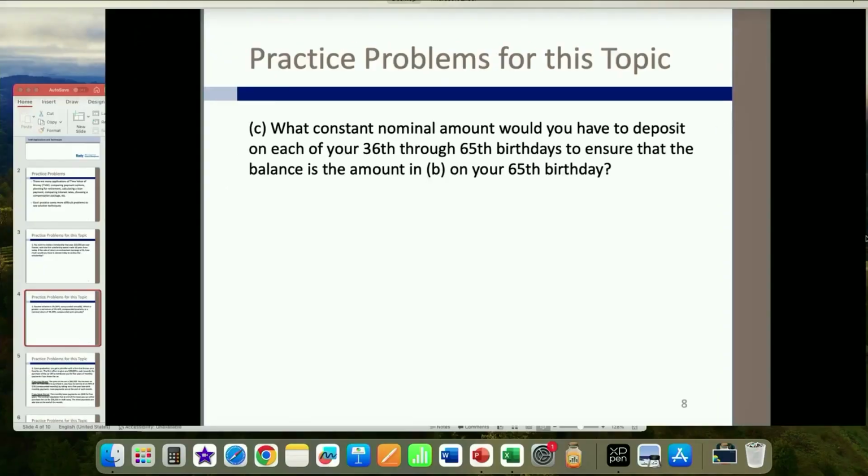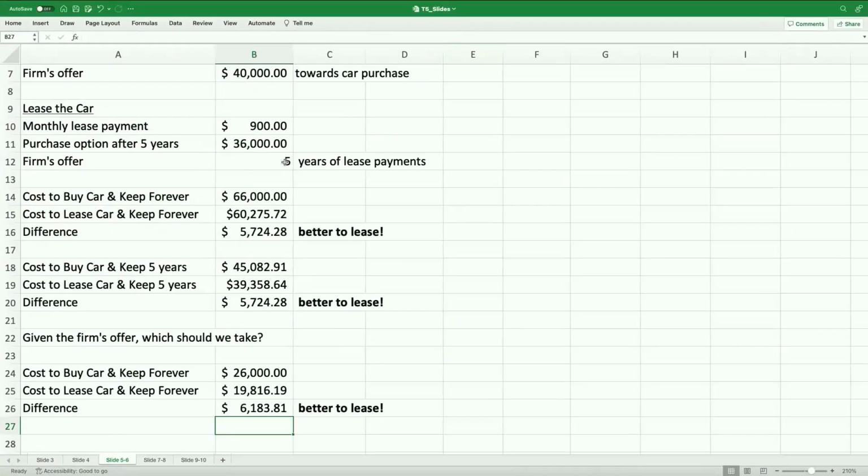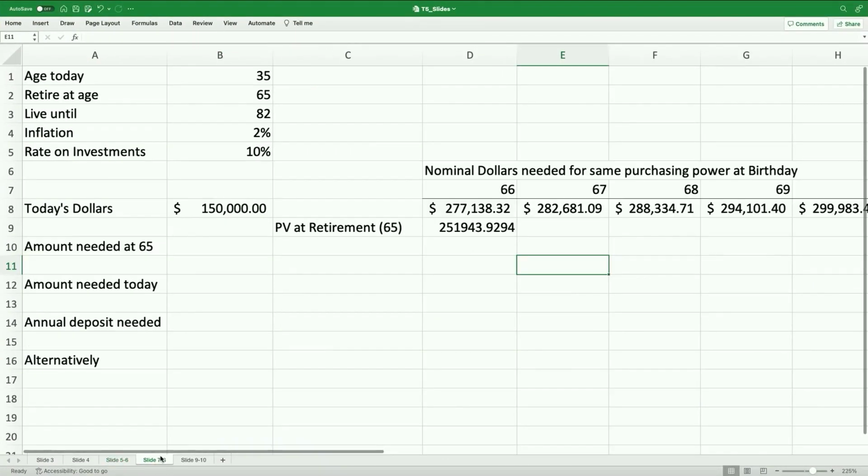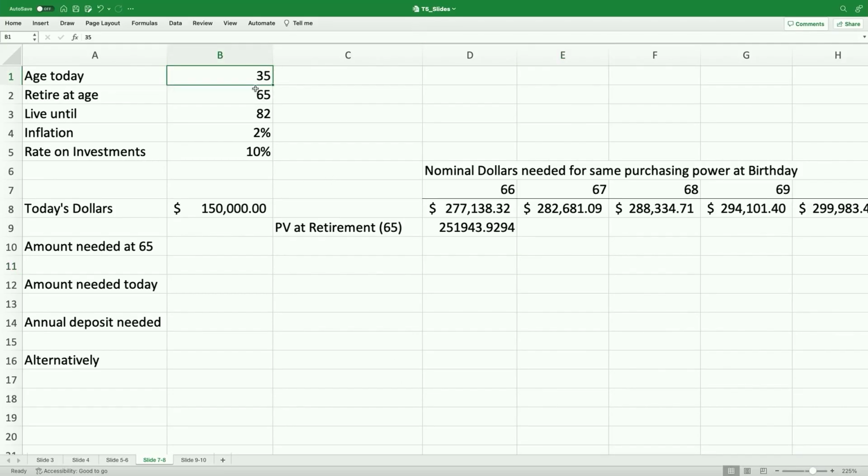All right, let's tackle this in Excel. So this is the next tab. Okay. And you can see I've put in the inputs to the problem, and I've already got us going a little bit. So let's remind ourselves of the key components to the problem. Your age today is 35. You'd like to retire at 65. You plan on living until 82. Again, very specific there.